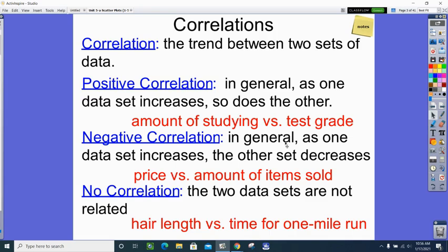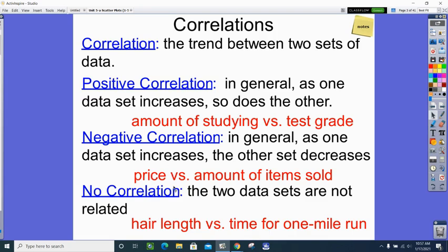A negative correlation, as one data set goes up, the other one goes down, decreases. So for instance, this is a really good example. If you raise the price on an item in a store, less will be sold. So the price goes up and the amount goes down. And if it goes on sale, the price goes down, you will sell more. So that's an example of a negative correlation where your two data sets are going in opposite directions.